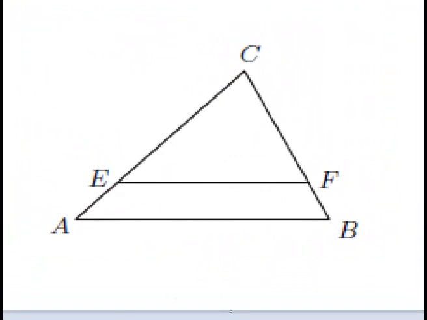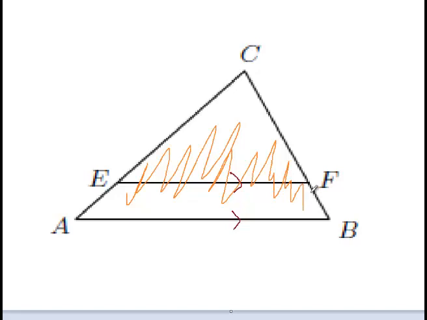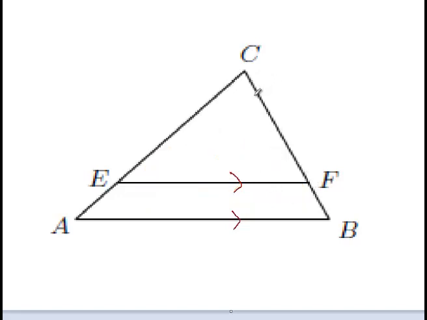Now, if these two lines are parallel, if this line is parallel to this line, that means that the two triangles, the smaller triangle ECF and the bigger triangle ABC, are similar to each other. The reason is of course, this angle is an angle that is in both triangles. Angle C is in the smaller triangle and the bigger triangle.